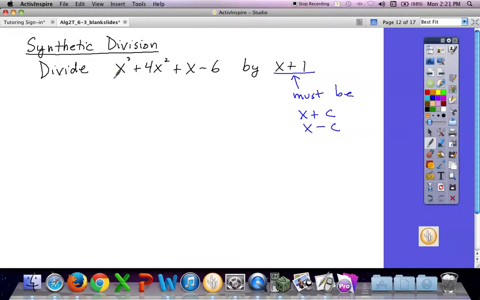The polynomial that we are dividing, you're going to write down its coefficients in a row: 1, 4, 1, negative 6. So those are the coefficients of the polynomial that we are dividing. To the left of that row of numbers, you're going to put a number. The number is the zero of the linear factor that you're dividing.